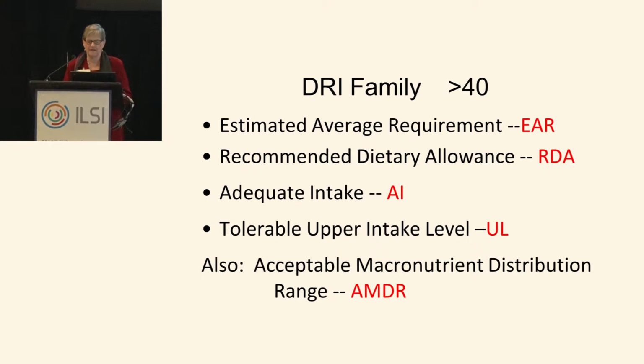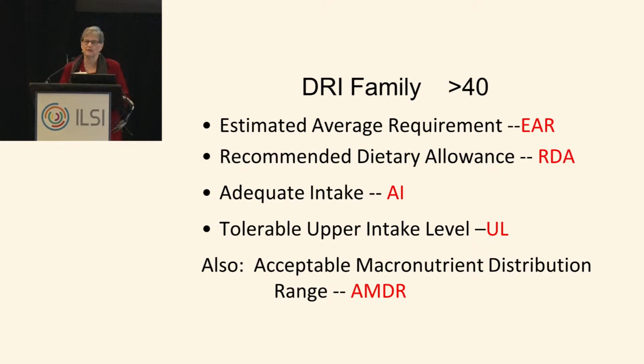So the DRI family, these are the values. Estimated average requirement, recommended dietary allowance. Estimated average requirement was just a median of a distribution. Recommended dietary allowance was 2 standard deviations above the mean or the median, and was said to protect from whatever the endpoint chosen, 97.5% of the population.